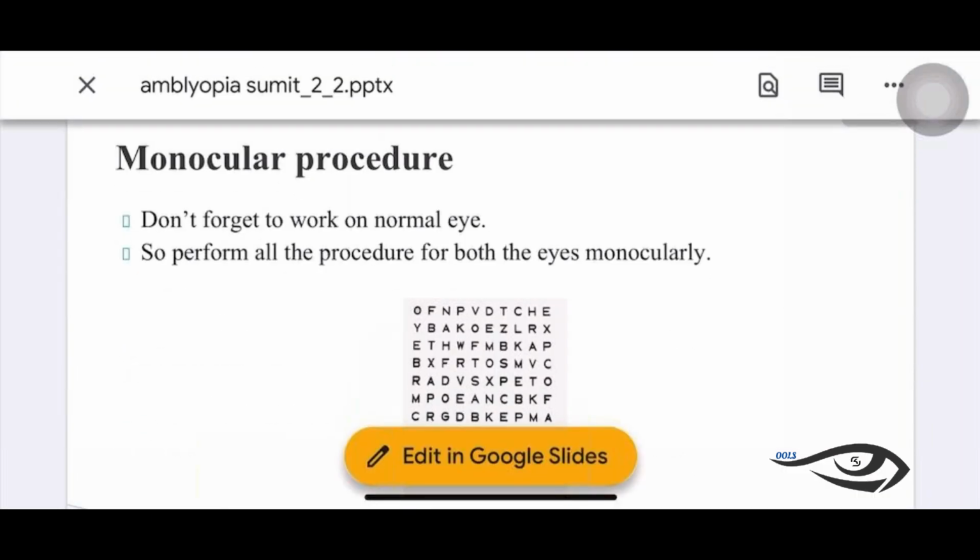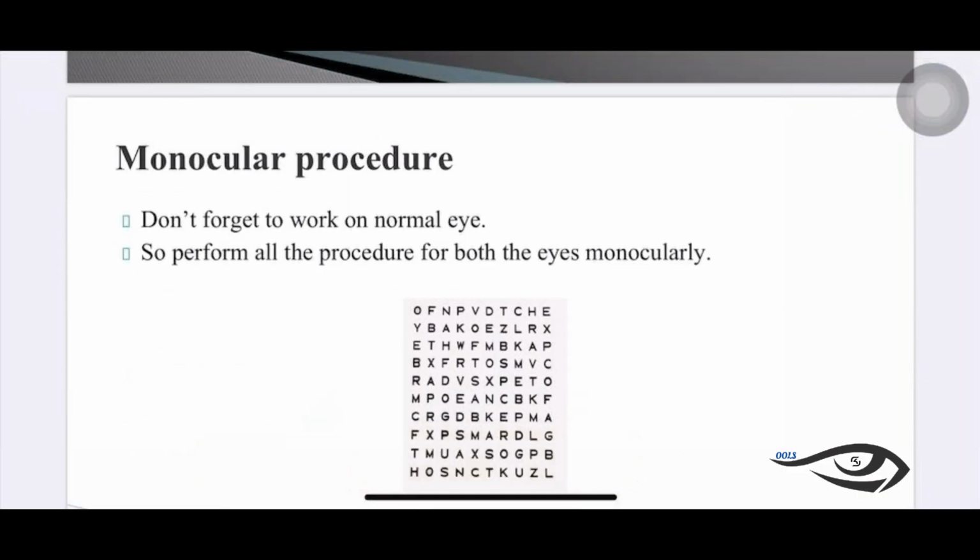Then monocular precision. Whatever I told you until now, you have to perform all these things monocularly as well as binocularly, because we are not only going to treat the monocular eye. It doesn't mean we are going to work only on the one eye. We have to work on the non-amblyopic eye also.